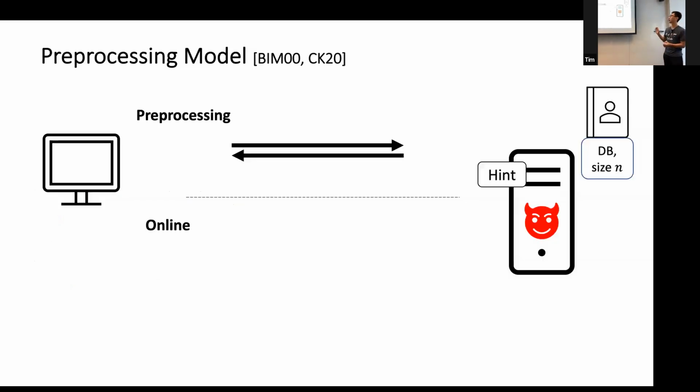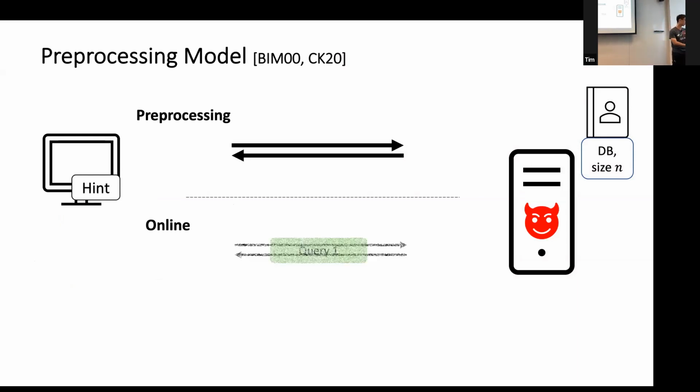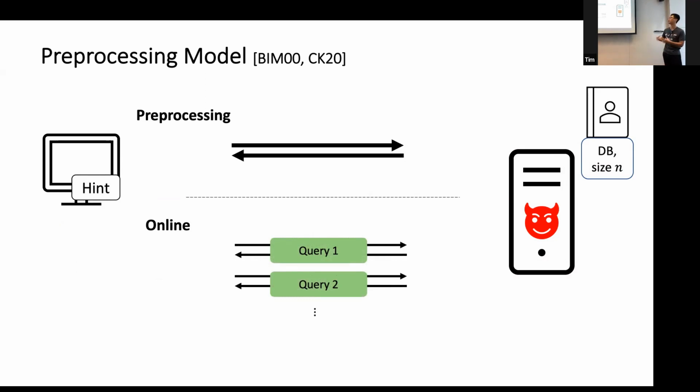And I'm going to talk about this specific preprocessing model here. Basically, the client in the preprocessing phase is going to interact with the server. And at the end of the preprocessing phase, the client is going to download some hint to its local storage. The client just stores those hints and uses those hints. The client can make multiple queries during the online phase. And using those hints, the client can make the online query pretty efficient. So this is the preprocessing model.